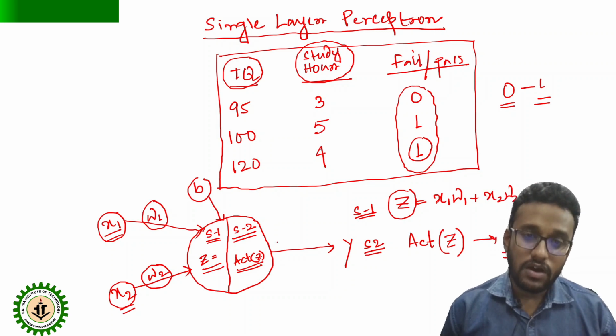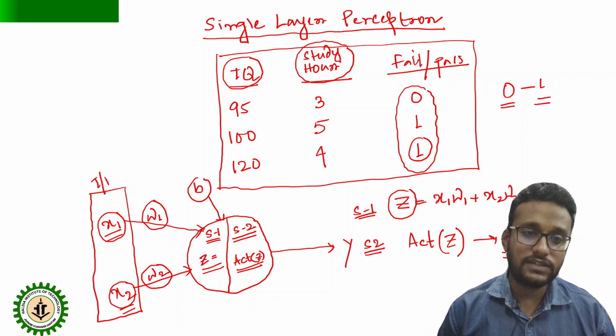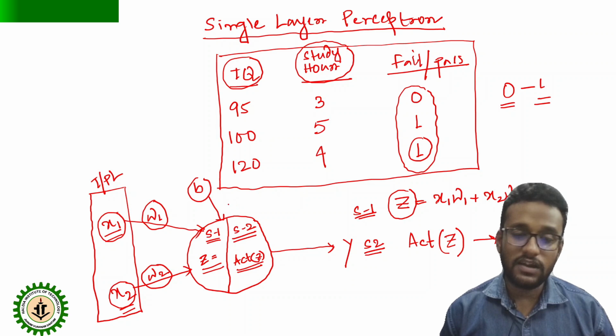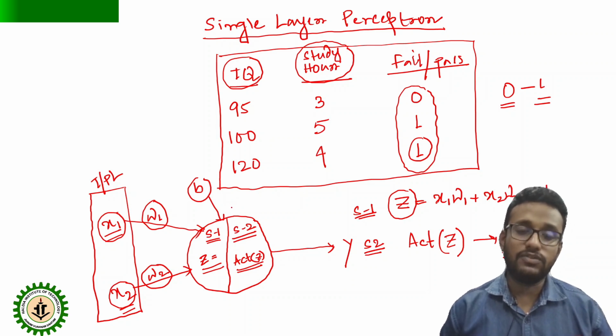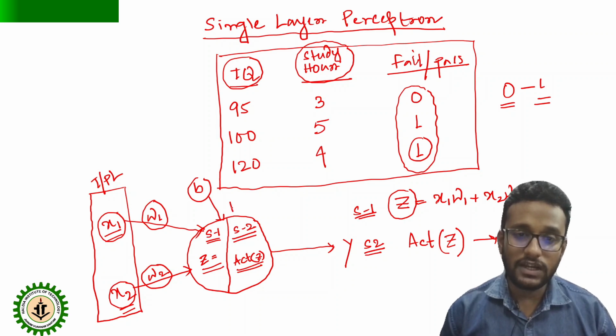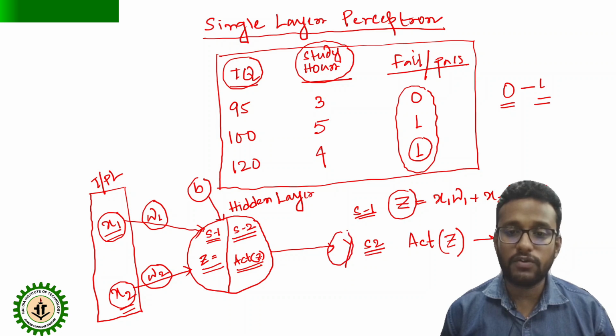Here, the first layer is called the input layer, because we are giving the input here. Next, this is the processing unit, and you can't see it from the outside. What processing is it doing? We can call it the hidden layer. And the final layer, from where we get the output, is called the output layer.